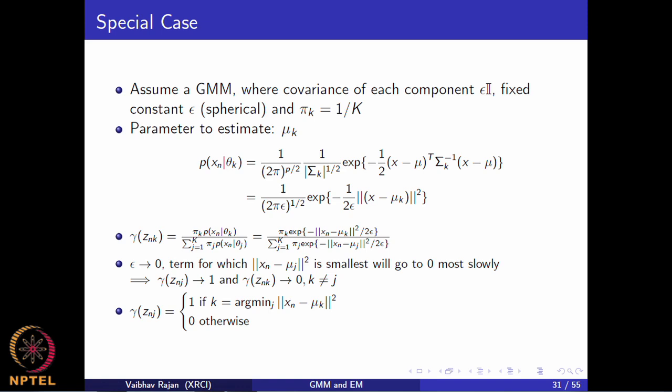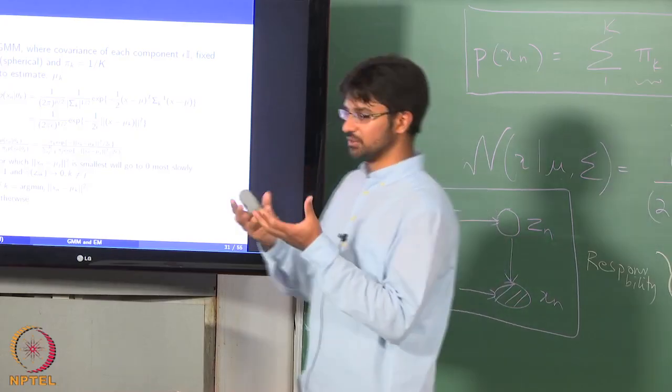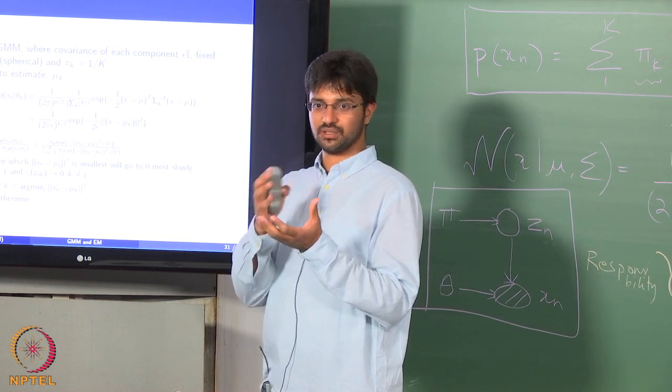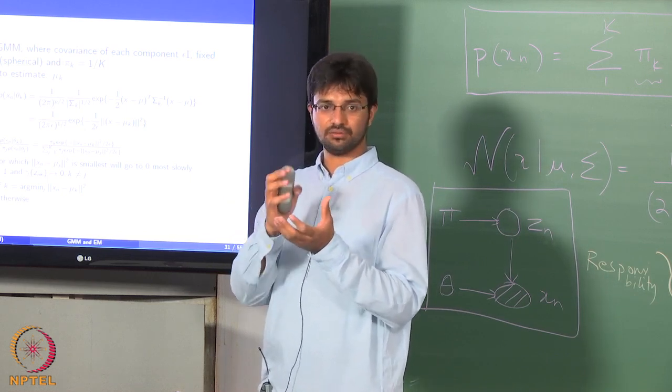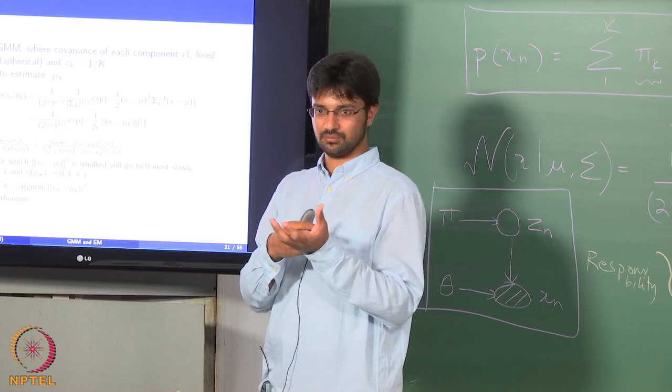So, what are we trying to say? The responsibility is just the posterior probability of Zn being equal to k. For the nth data point we want to know which component it has come from.